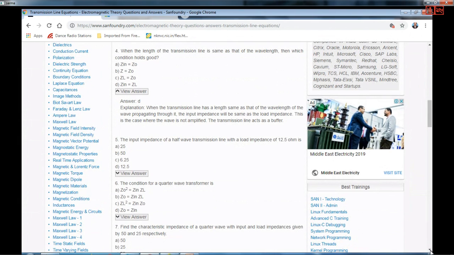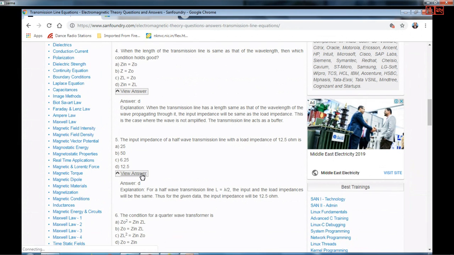The input impedance of a half-wave transmission line with a load impedance of 12.5 ohms. 12.5 ohms is the load. The length of the line is half-wave, L is equal to lambda by 2. So what is going to happen? As we know, L is equal to lambda by 2, the performance is going to repeat. So the option is D, because the same impedance is going to appear at the input.